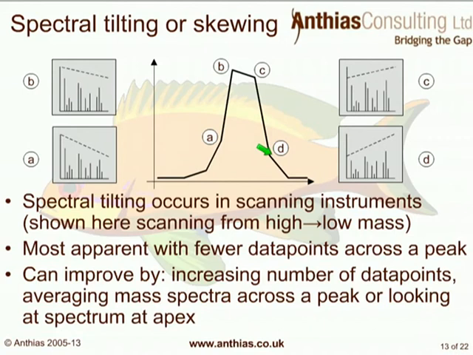So how can we improve this spectral skewing or spectral tilting? First of all, the more points we have, the smaller concentration range there will be. Also, we might want to average the mass spectrum across the peak. That means that the skewing on one side of the peak is then counteracted by the skewing on the other. And if we were taking a single mass spectrum of the peak itself, we would want to be taking it at the apex, because there we'll be getting the least amount of change in concentration.